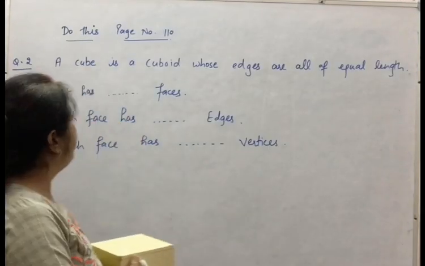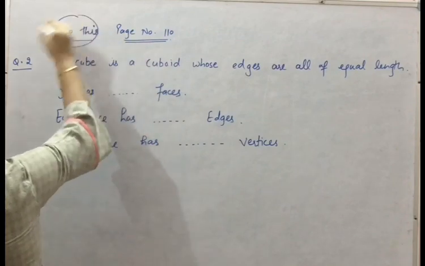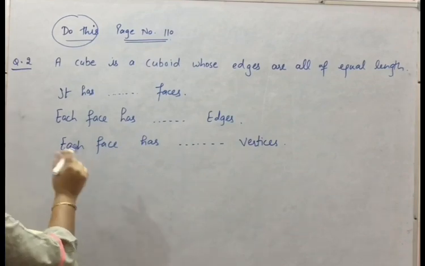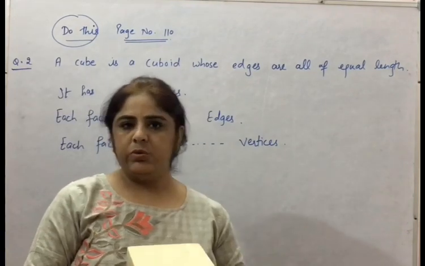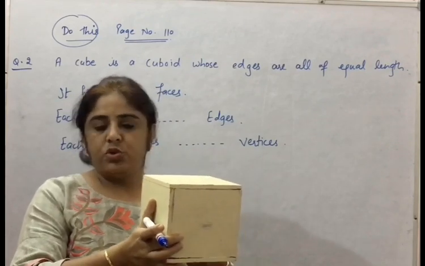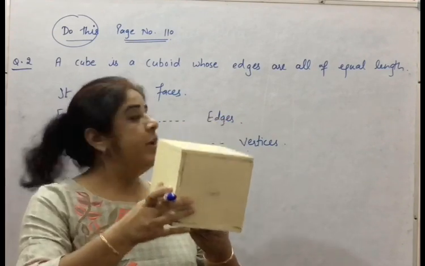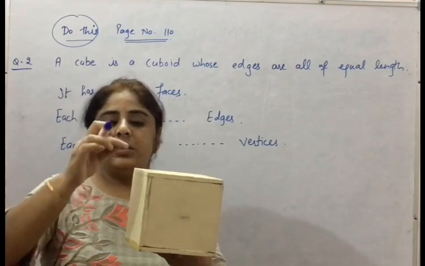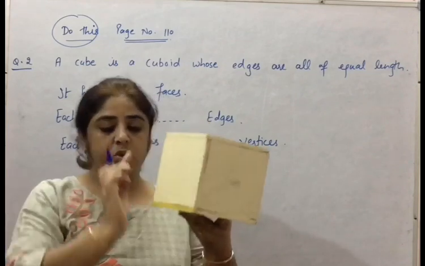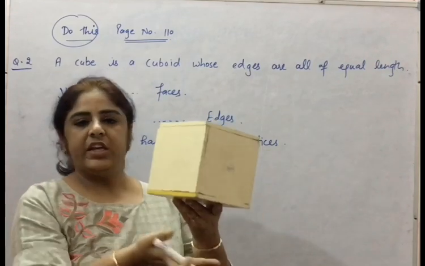Students, now we will discuss page number 110, do this. We have some questions there, but we will discuss here only question number 2. What is a cube? We have already discussed the cube. A cube is a cuboid. A cube is a square prism. So I'm not going to define it again. This is a cube. We have already discussed how many faces it has: 6. How many vertices? Total vertices 8. Total edges, 4 here, 4 here and 4 here, 12.